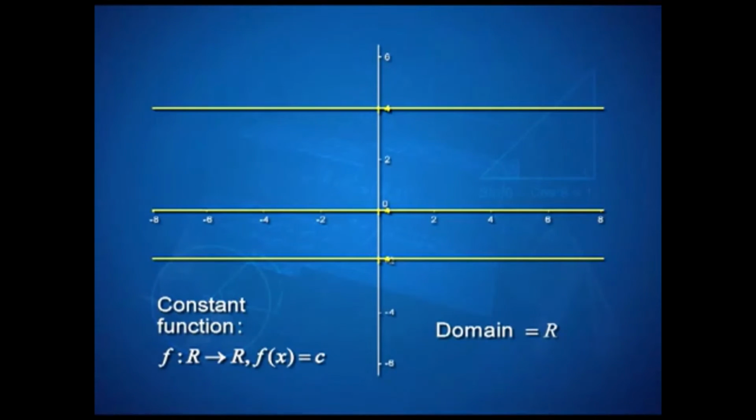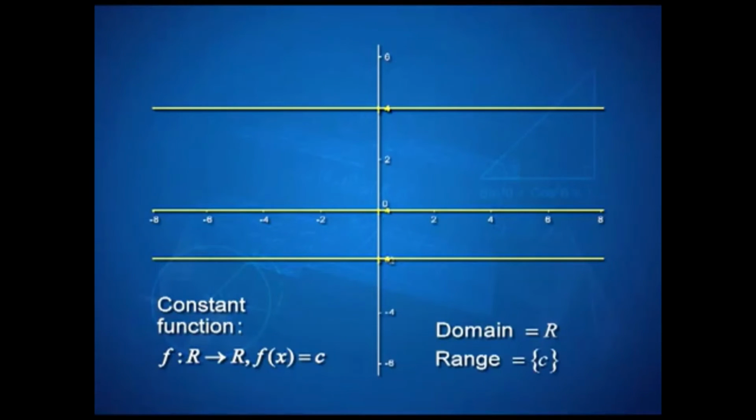I can process all real numbers under this function, and therefore f is defined, as we say, for all real numbers. So, the domain is all real numbers. But the range, the output, no matter what x is, will always be the constant c. So, the range is a single element c enclosed in curly brackets, the set containing c.